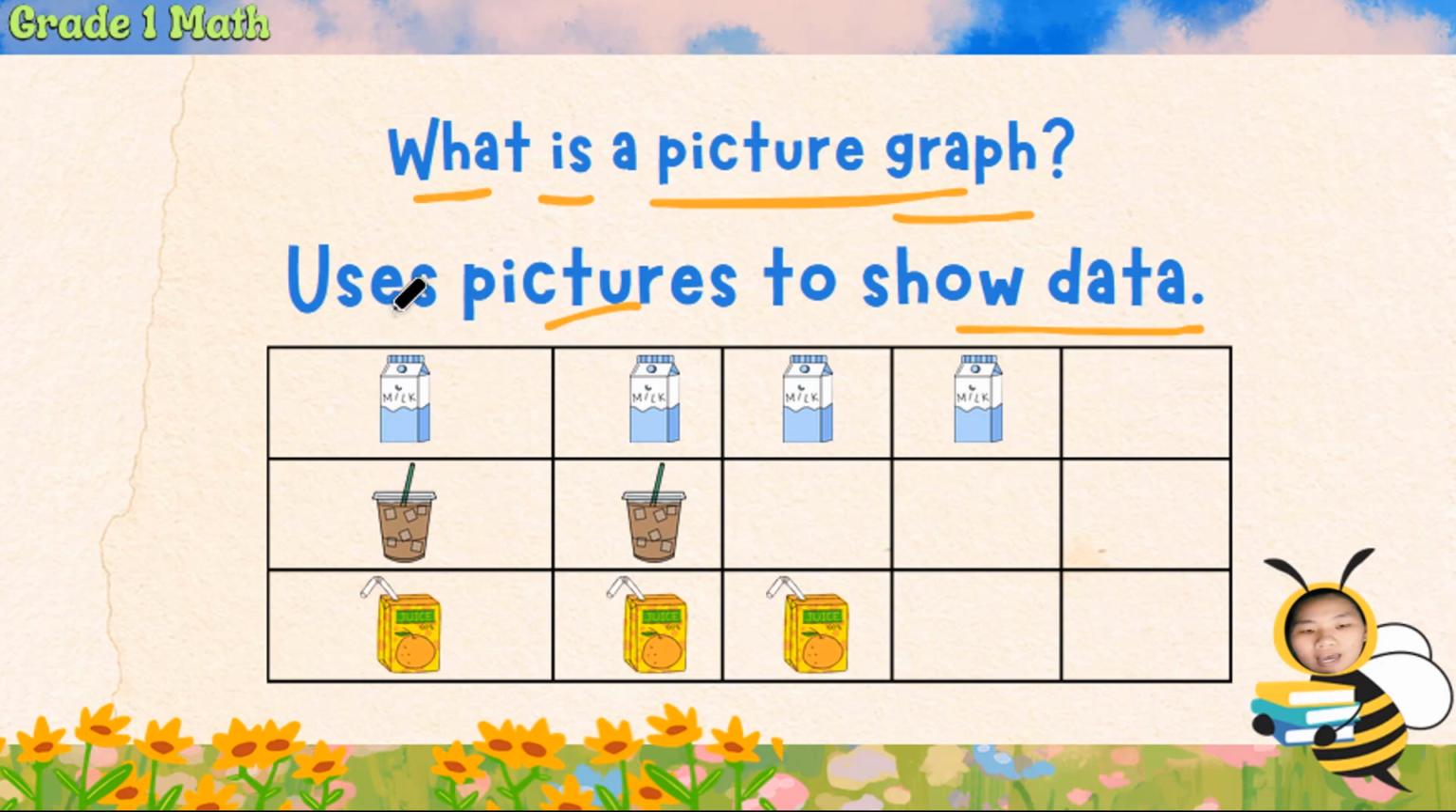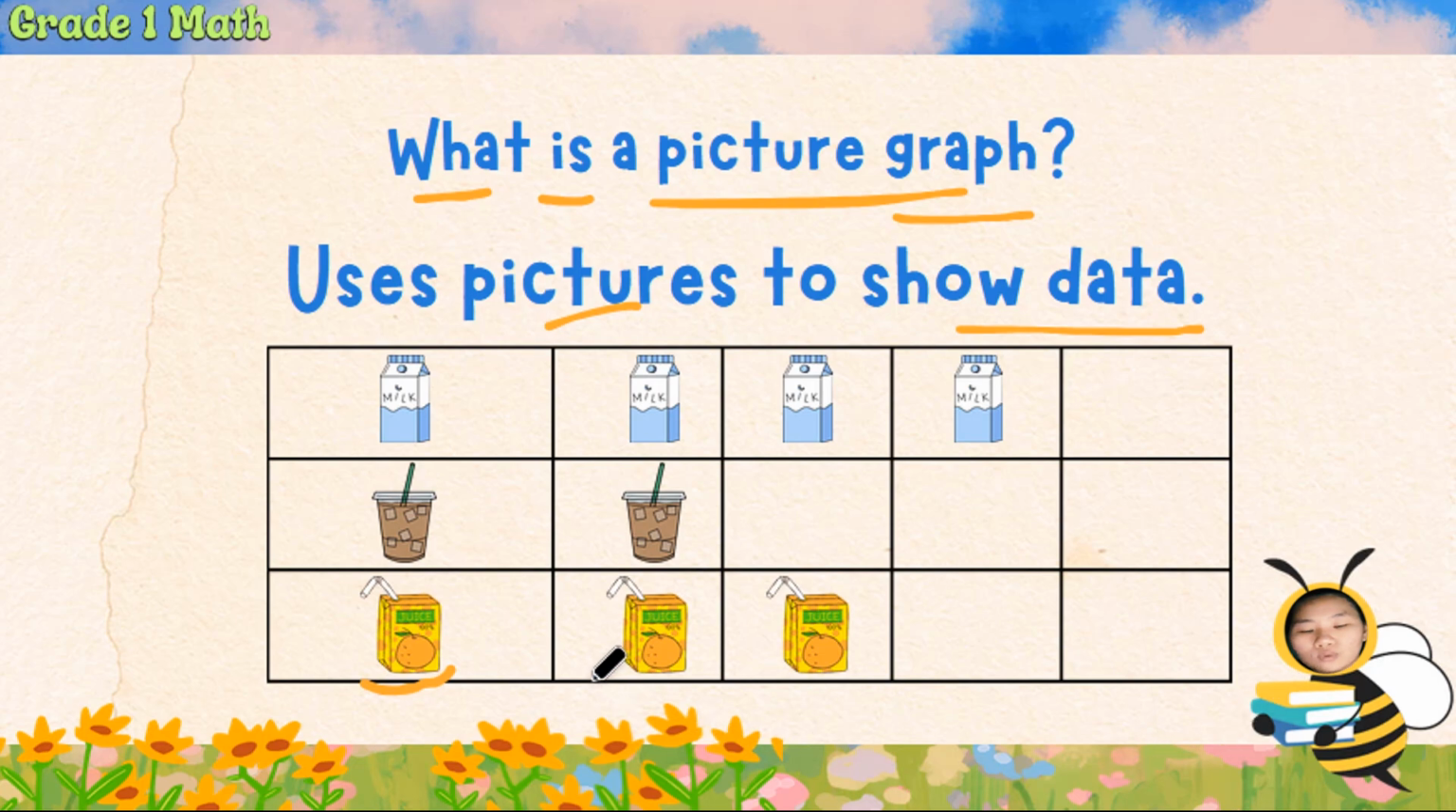And for milk, how many points does milk have? 1, 2, 3. Okay, so 3 people picked milk, for example. What about coffee? Only 1 person picked coffee. Okay, now lastly, what about juice? How many people picked juice? 1 and 2. So what does this tell you?